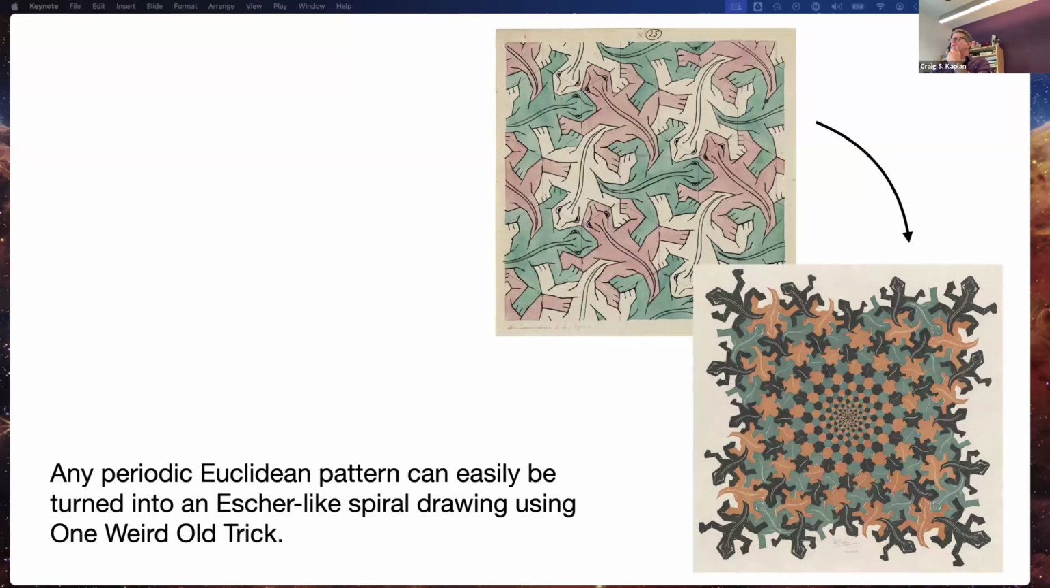Okay, now the point I want to make about these tilings, the spiral tilings with central limits, is that it turns out that it's very easy to draw them if you use this one weird old trick. That's the central point of this talk: you don't actually have to work that hard to turn a periodic Euclidean pattern into one of these limit spiral tilings. And that's what I'll basically explore in the rest of this talk.